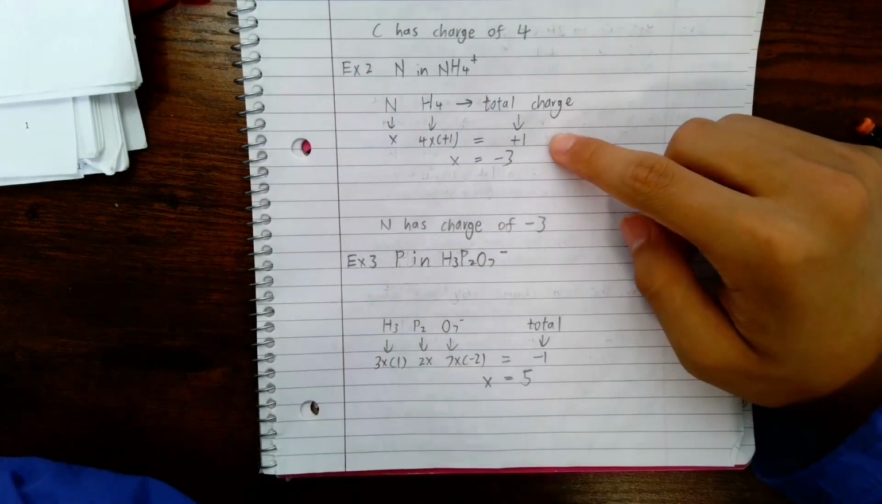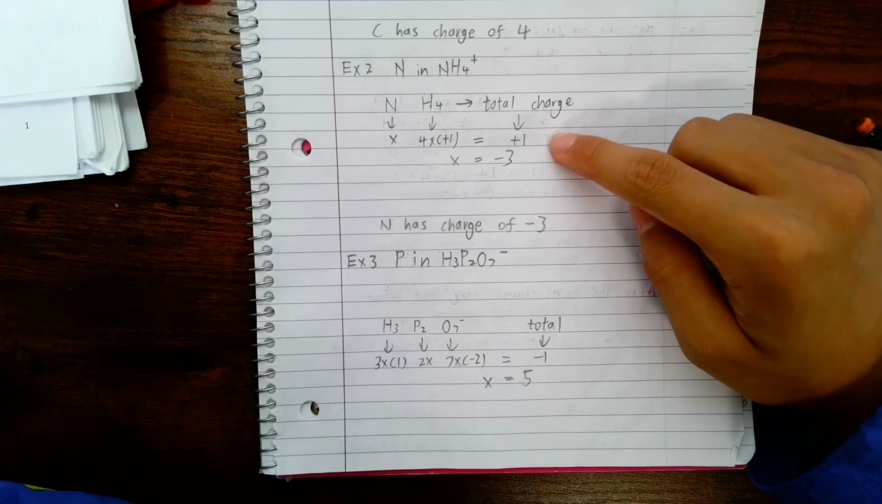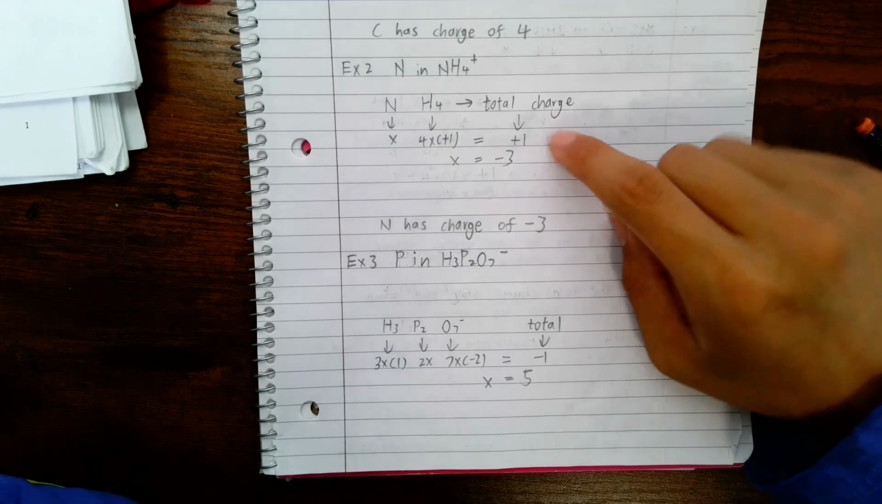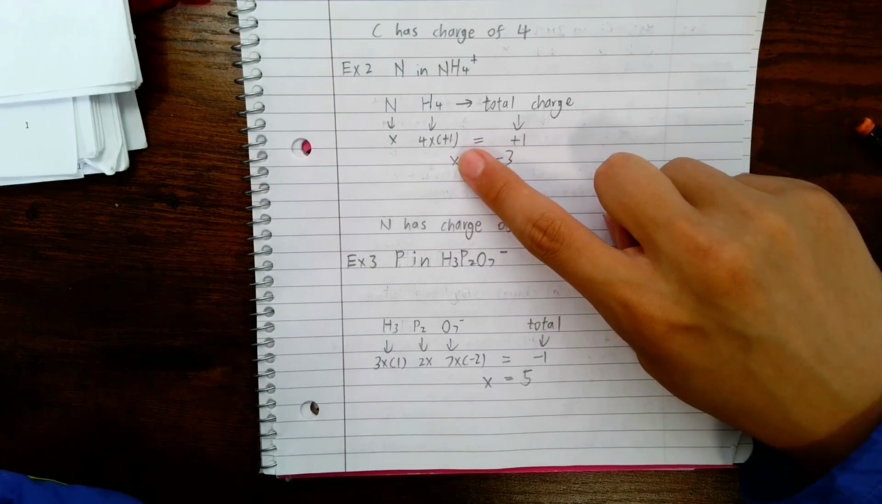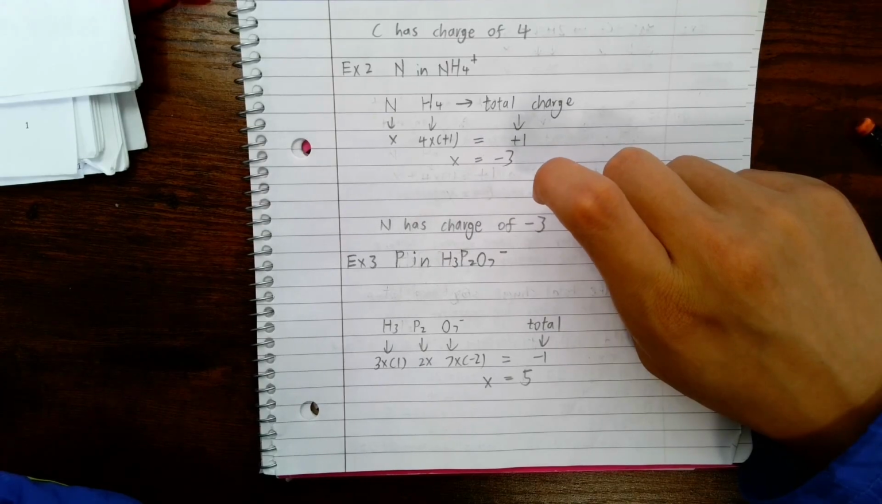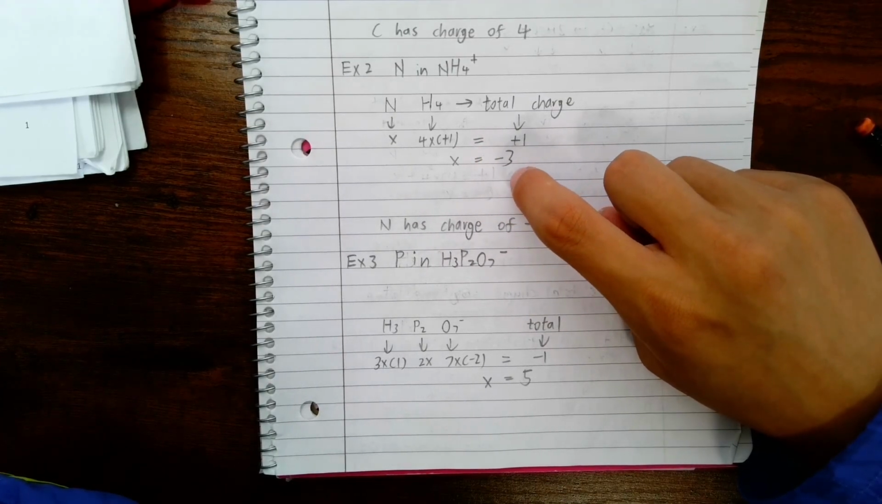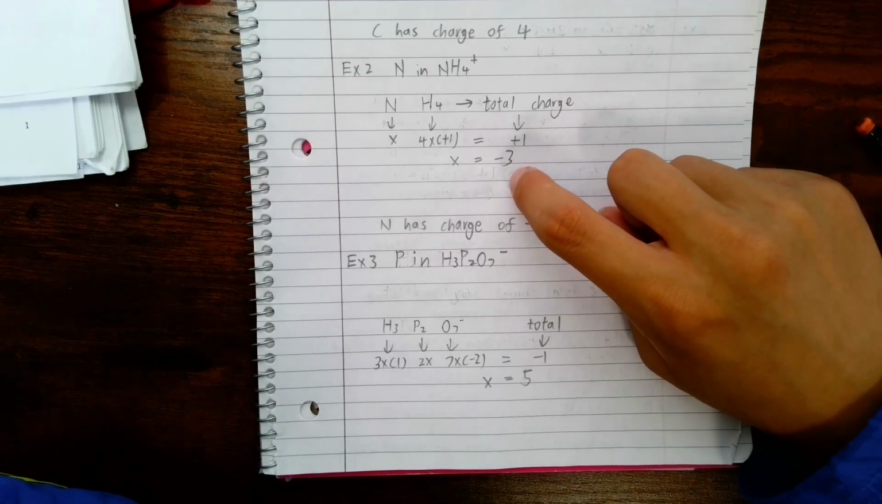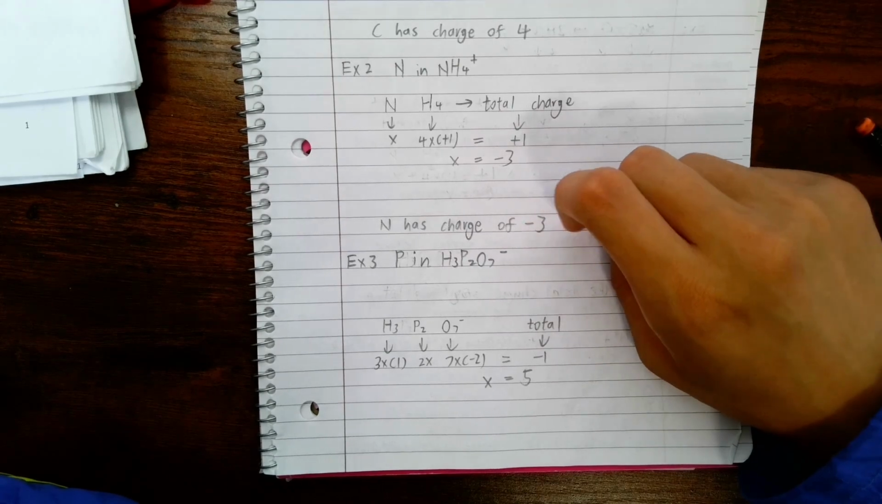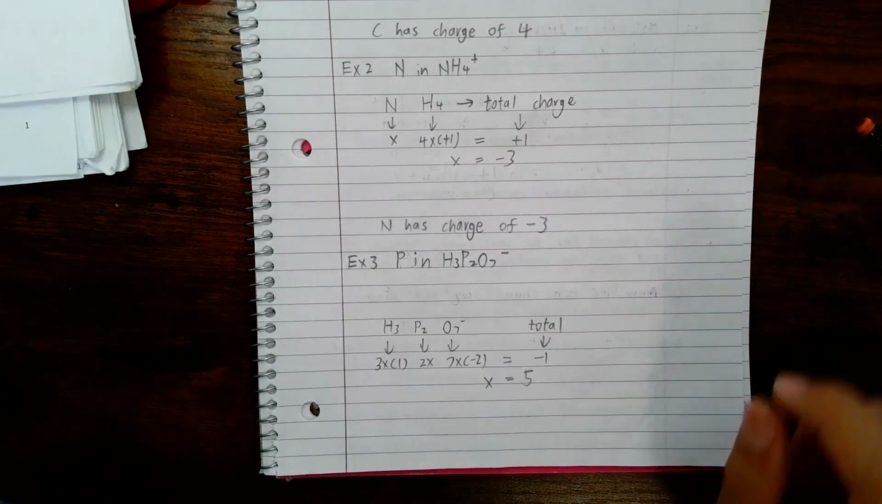Example number 2. Find the oxidation number for nitrogen in ammonium. Okay, rule number 3. The hydrogen has a charge of plus 1. And we equate this equation. X equals negative 3. Nitrogen has an oxidation number of negative 3.